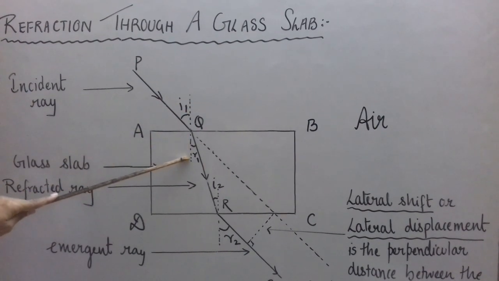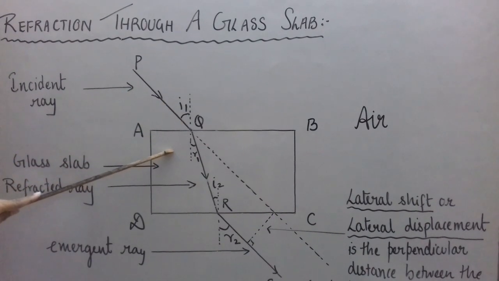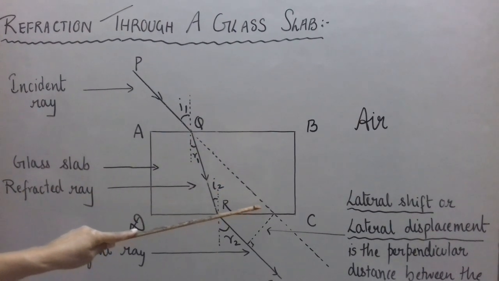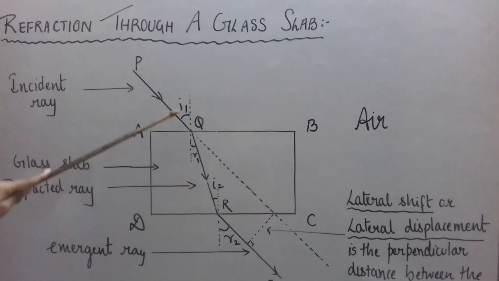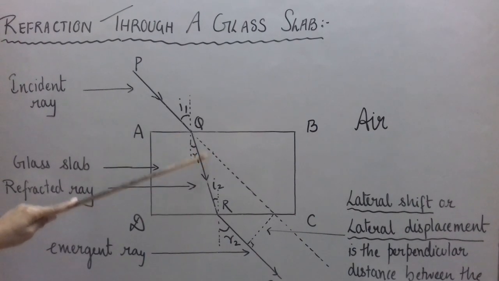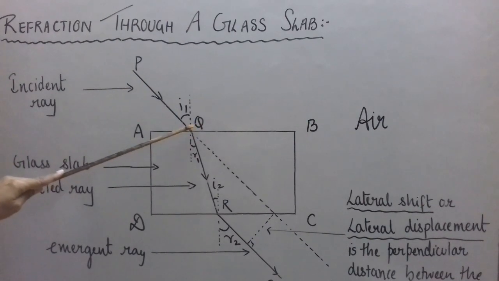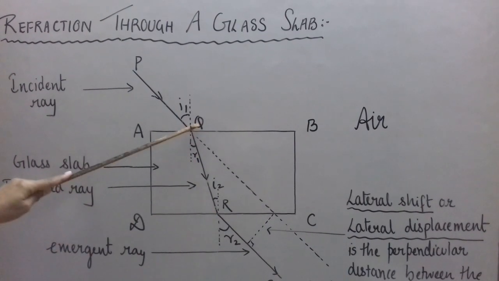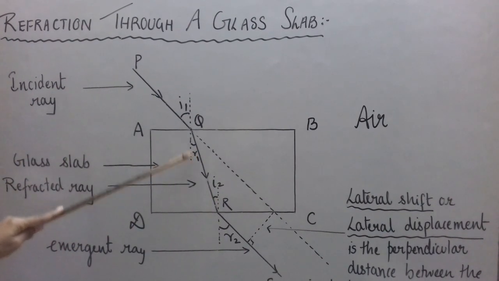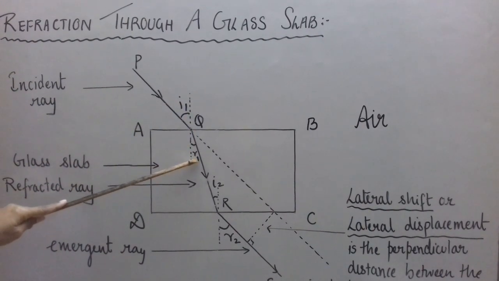This dotted line is a normal, and had it been the same medium, with no glass slab, then this incident ray PQ would have travelled along this dotted line, this path. But now there is a glass slab, so the medium changes, refraction takes place and the ray bends towards the normal. So this is my incident ray PQ and let the refracted ray be represented by QR. This is my angle of refraction R1. So at point Q, I1 is the angle of incidence and R1 is the angle of refraction.